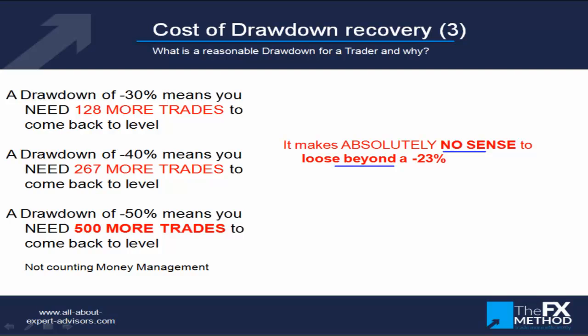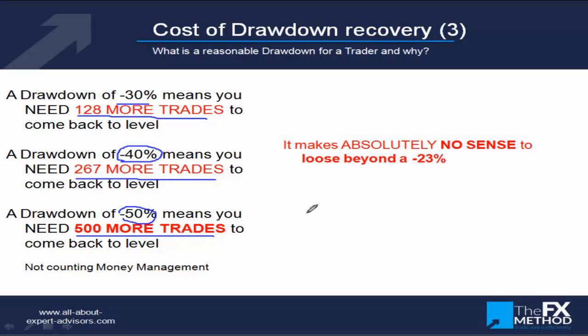Imagine we would just go further down and just lose 30% of our account. We would need 128 more trades. Even people that say, well, 40% is reasonable, it would need 267 more trades. And a 50% would need 500 more trades. Undoable. Completely undoable. What people do is they start overlotting.